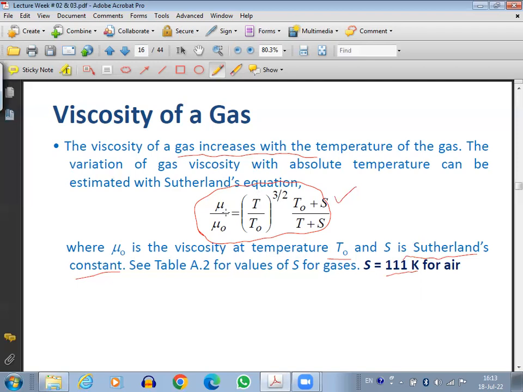So this is the formula: mu over mu naught equals (T over T naught) to the power 3/2 times (T naught plus S) divided by (T plus S). Mu naught and T naught should be given, and then you need to find mu at a specific T. Mu is unknown, and you can find it. S will be given to you for that specific gas, and S is a material property, so if you change the gas, the value of S will change. It is table A2 in the book. Either the table will be provided in the exam, or the value of S will be provided directly in the numerical.